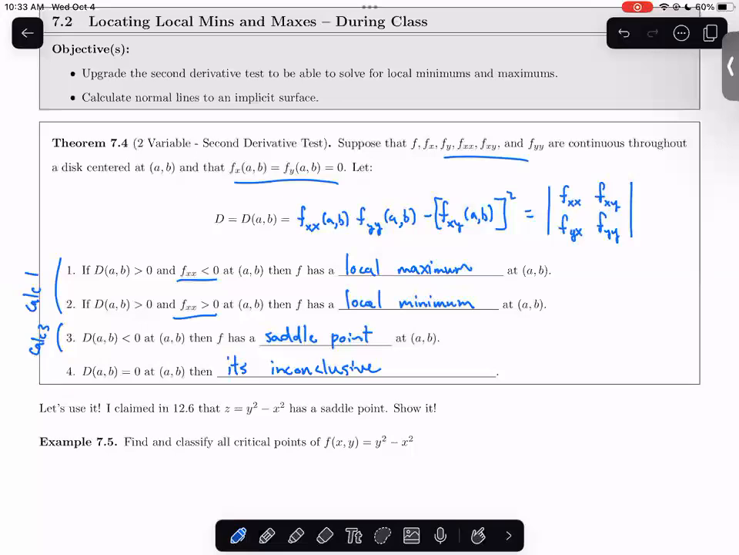Good question. I have a question for you guys. Why is x special? Why is it the x derivative is less than 0, the x derivative is greater than 0? Why not y? What's wrong with y? Nothing's wrong with y.